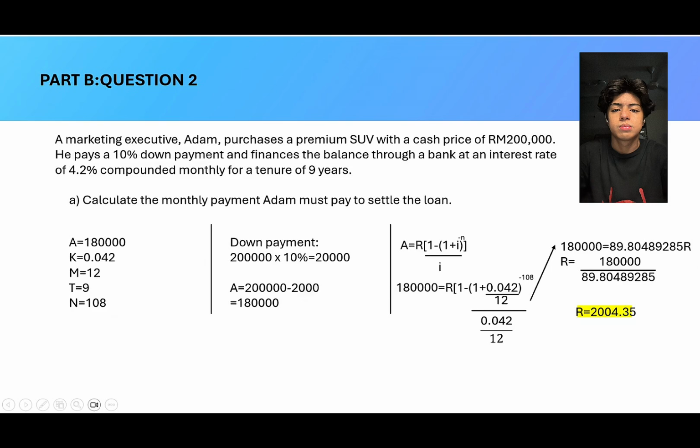The calculation has been calculated. Now it becomes 180,000 ringgit equals 89.80489285 R. So 180,000 ringgit is divided by 89.80489285, and it becomes a fraction. The R becomes 2,004 ringgit and 35 cents.